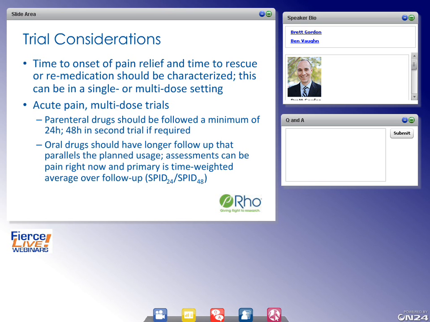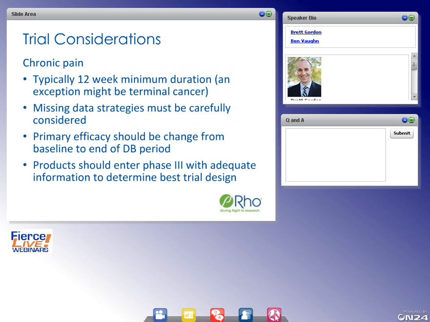With chronic pain, as we've already discussed or alluded to, a 12-week minimum duration is expected. Again, with a 12-week trial, you can probably also expect relatively high rates of discontinuation due to adverse events or lack of efficacy. This can lead to difficulty in evaluating missing data, so you want to make sure that you have carefully considered missing data strategies. Again, I'll defer to Ben to talk about that in a little more detail.